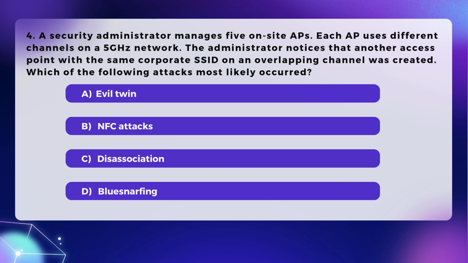A security administrator manages 5 on-site APs. Each AP uses different channels on a 5 GHz network. The administrator notices that another access point with the same corporate SSID on an overlapping channel was created. Which of the following attacks most likely occurred? A. Evil twin. B. NFC attacks. C. Disassociation. D. Bluesnarfing.